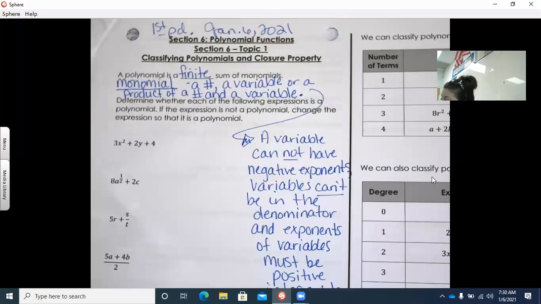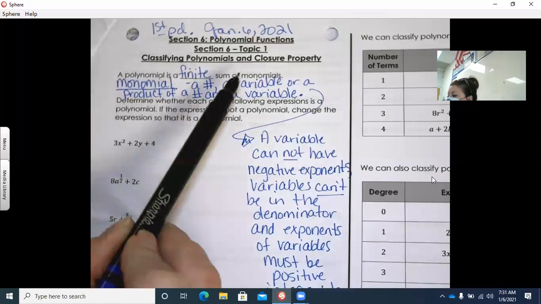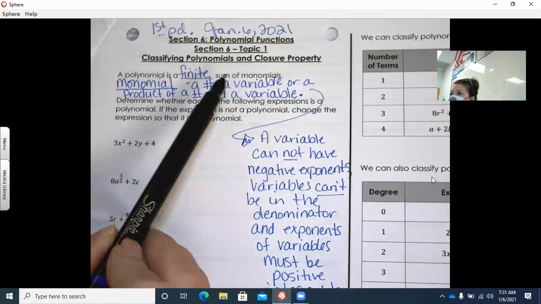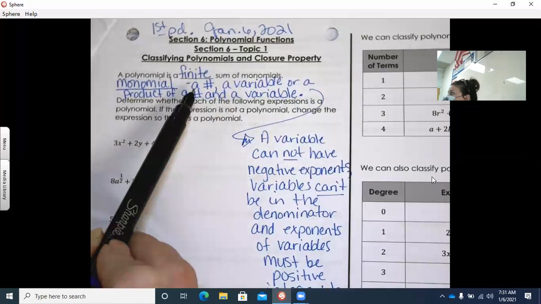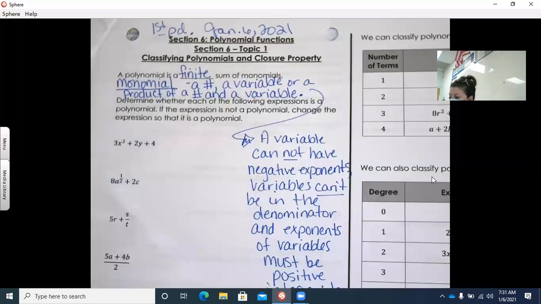All right, so a polynomial is a finite sum of monomials, and finite is like the opposite of infinite. So infinite means there's no ending, it goes on and on. Finite means it stops at some point. So you just cannot have unlimited monomials. They can't go on forever. You have a certain set number.